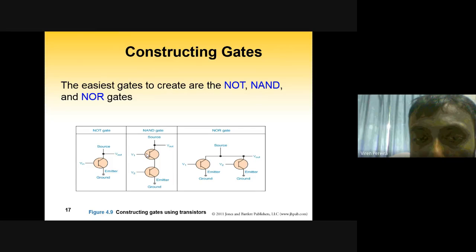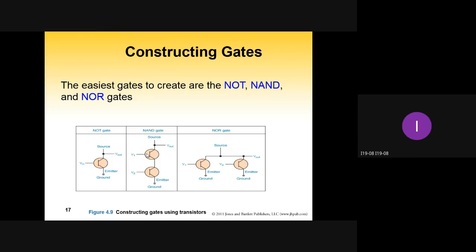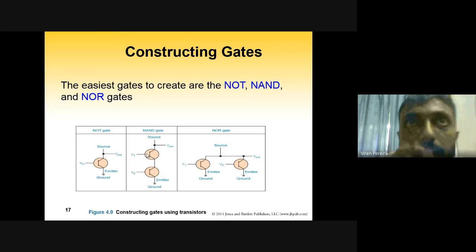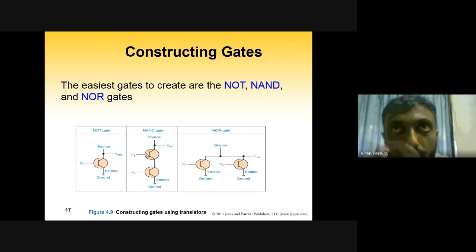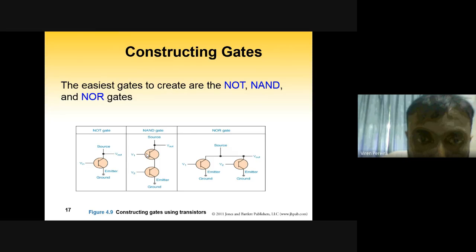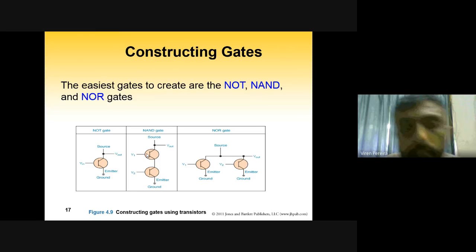Everyone clear? So 1 into 1 is 1, but since it's a NAND gate, that means your 1 into 1, which gives us 1, will become 1 bar, 0. So that 1 will be converted to 0, and you're getting a 0 here. So this is how we can replicate using a transistor.